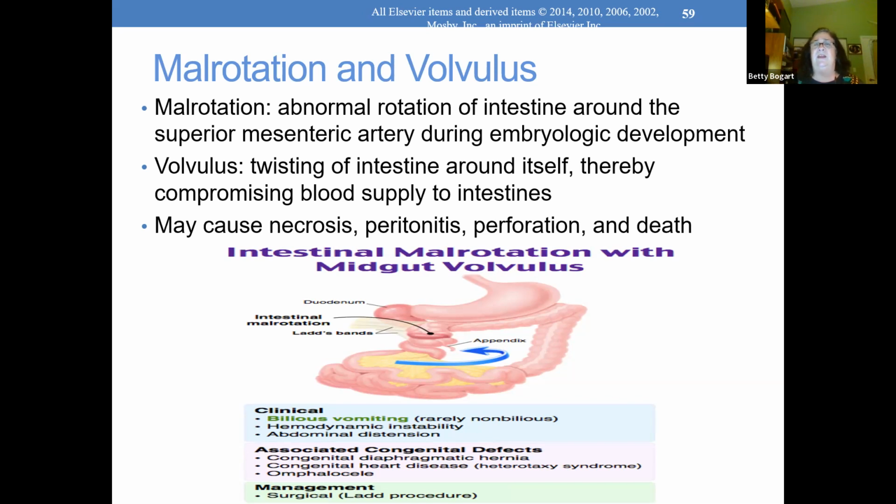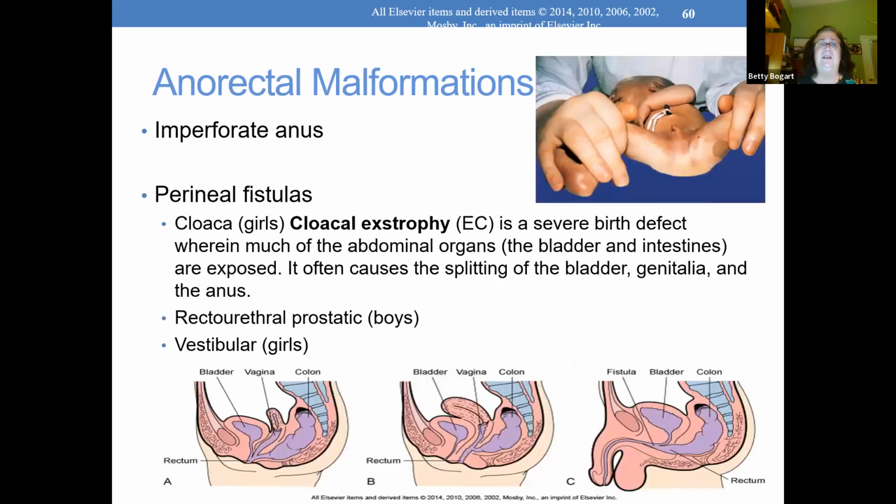They will present looking like an appendix, but it's not the right lower quadrant. It can be any quadrant in the abdomen with severe pain, because they do the same thing. It causes peritonitis, perforation. All of those things happen with appendicitis too. So again, these children will be in pain also. They're harder to diagnose.